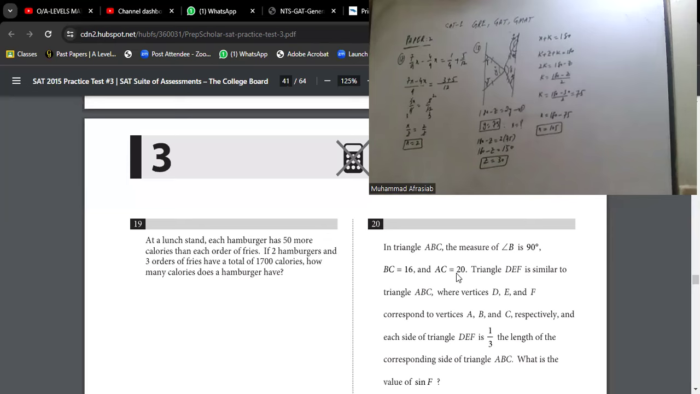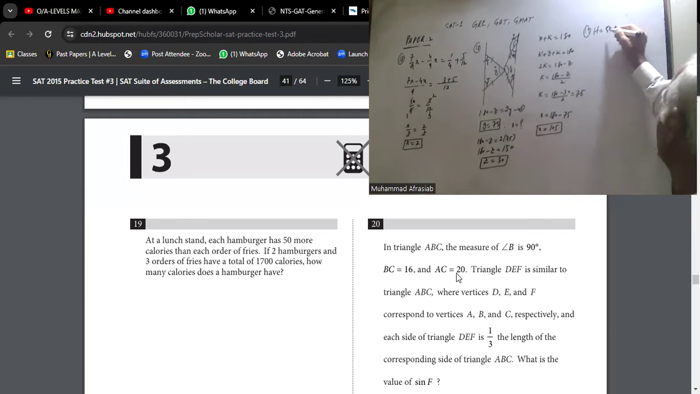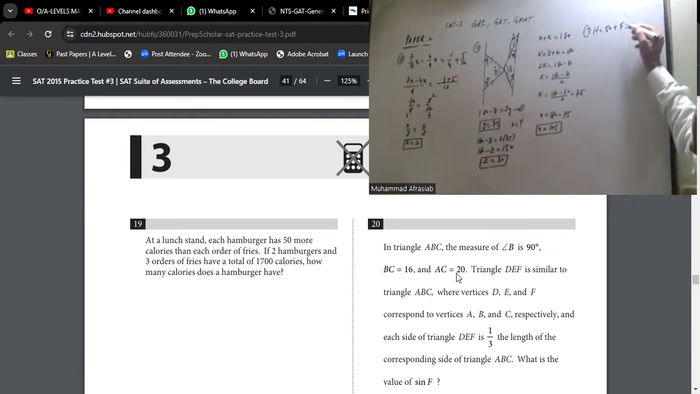Question number 19. At a lunch stand, each hamburger has 50 more calories than each order of the fries. So let's say H is going to denote one thing and F is going to denote the other thing. Hamburger, let's say H is equal to 50 more. Then more means what? Plus. And what is the other thing there? Fries. So it is equal to 50 plus F. This is one equation.